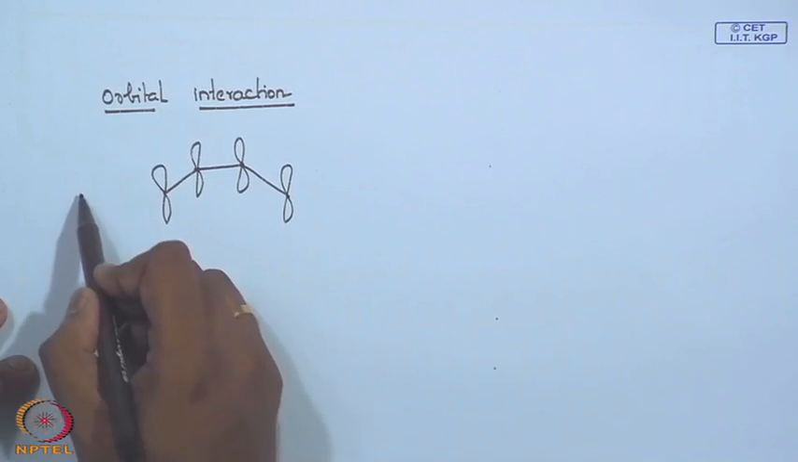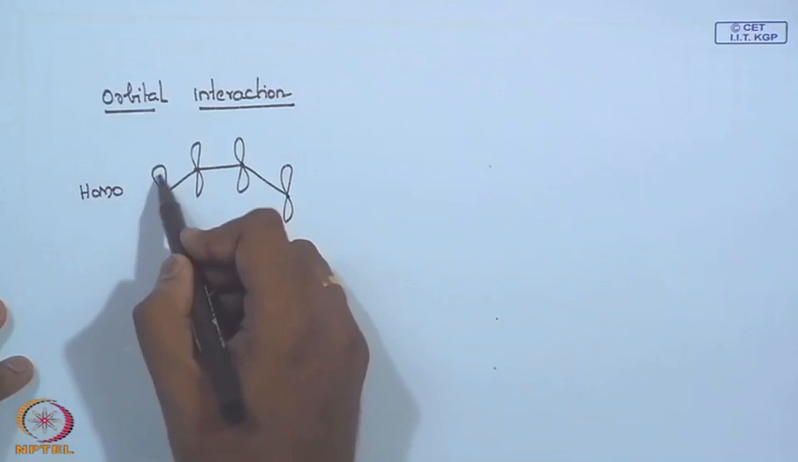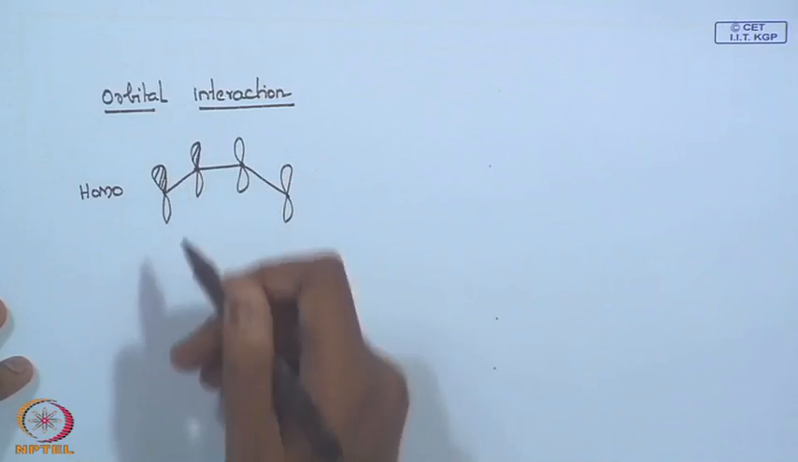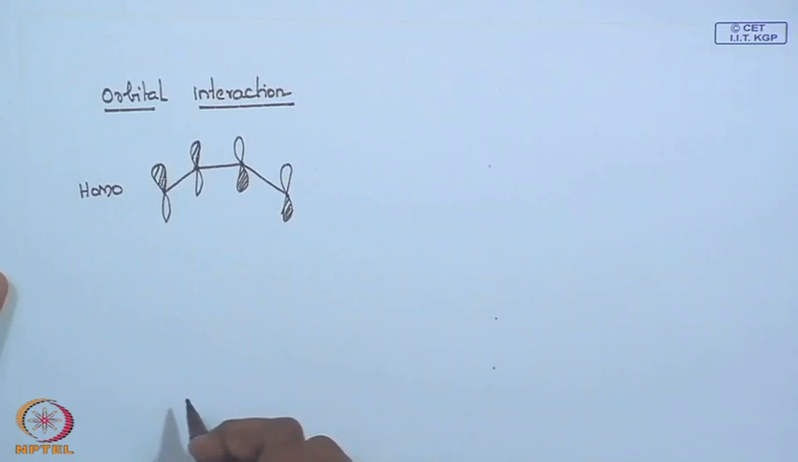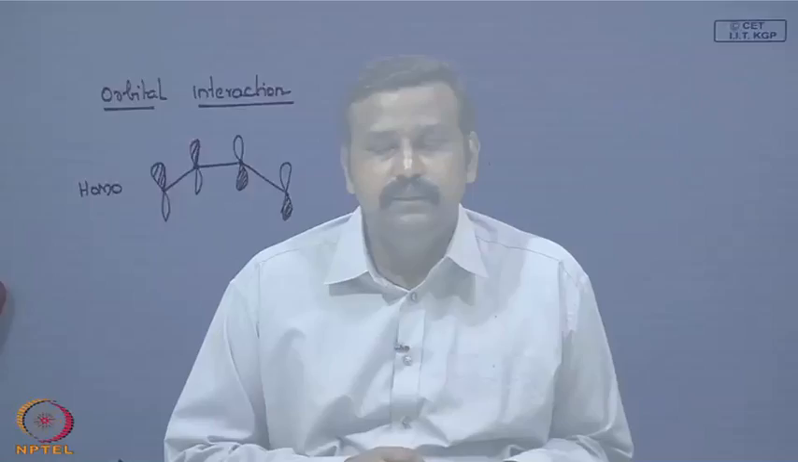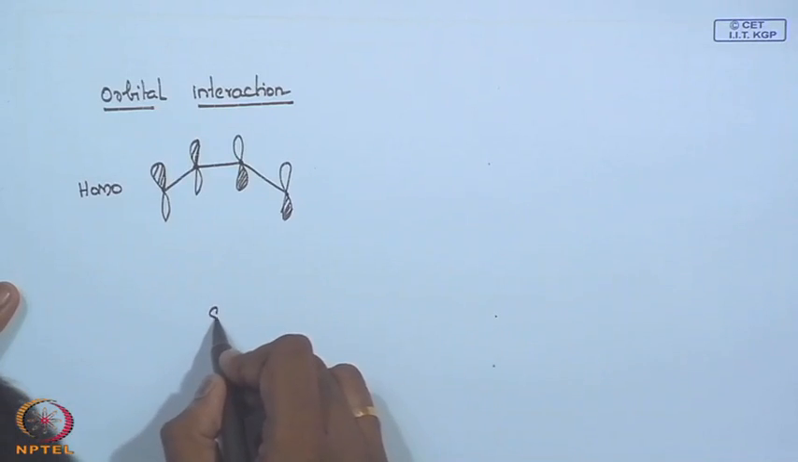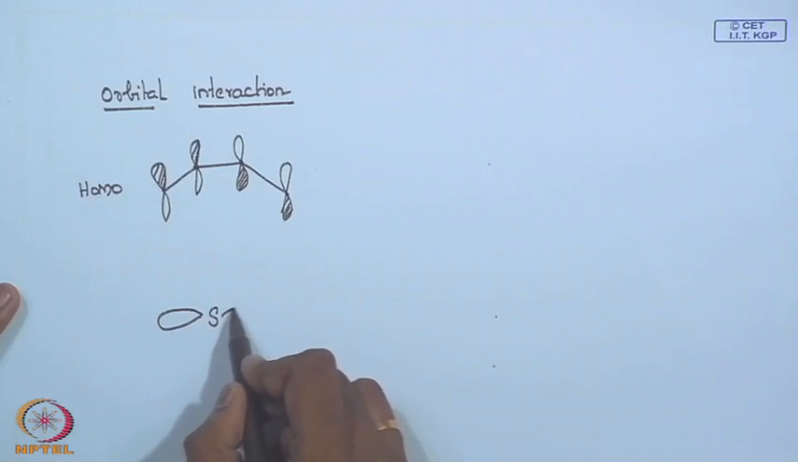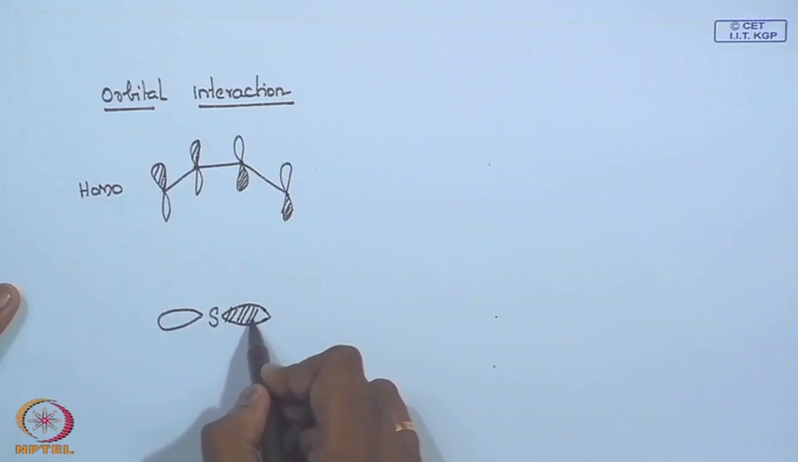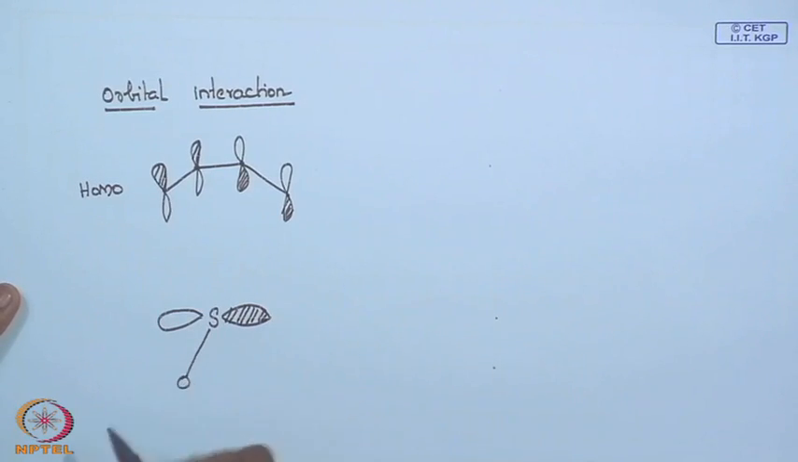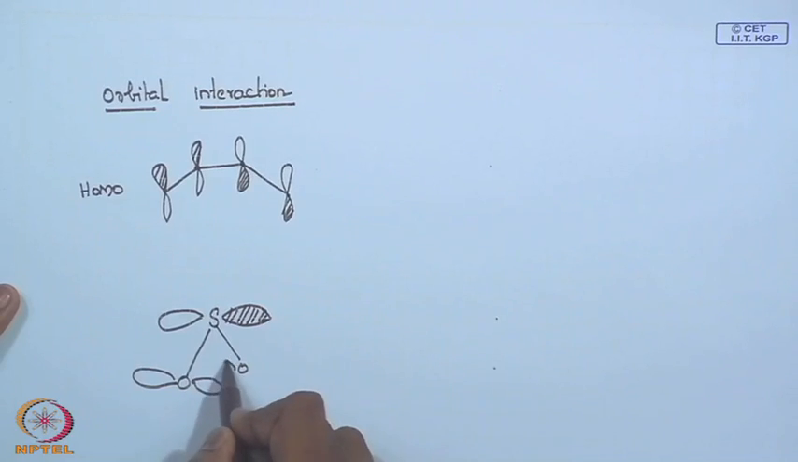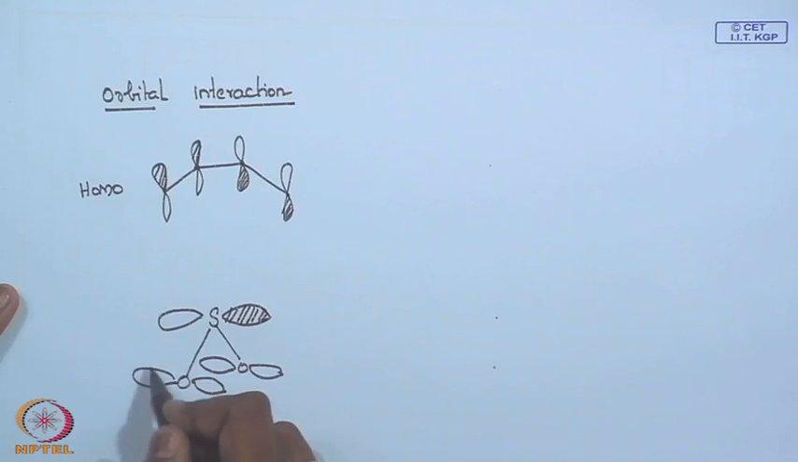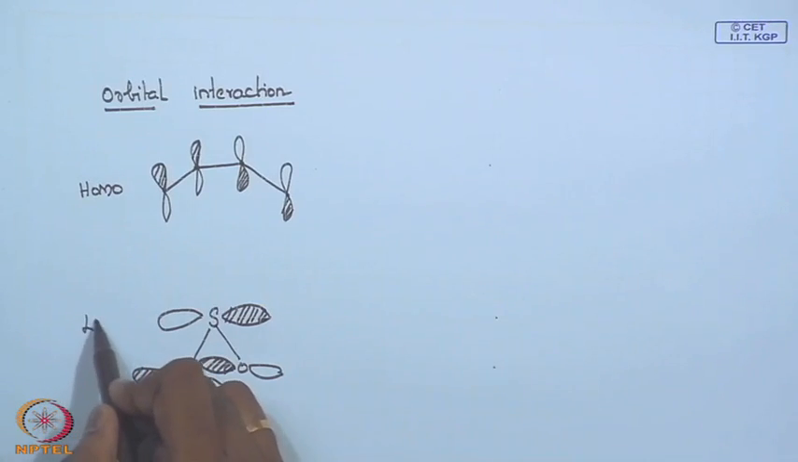In one case I am going to take the HOMO of my diene, okay. So, the HOMO should be, you remember, right? Taking the HOMO in one case and seeing how it reacts: if I am taking the HOMO of diene, then it should be the LUMO of your sulfur dioxide. So, we will take the LUMO of sulfur dioxide. So, this is the LUMO of your sulfur dioxide. Right.